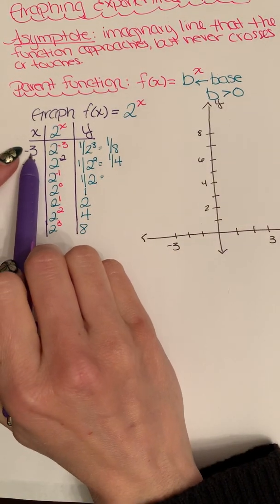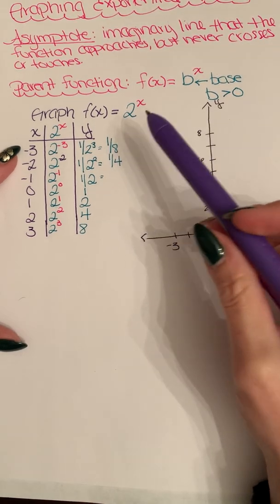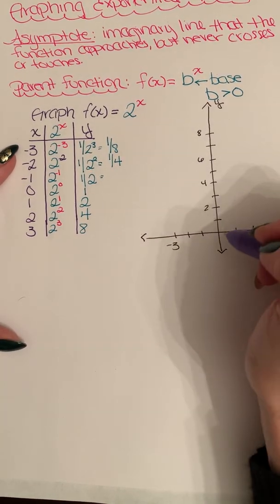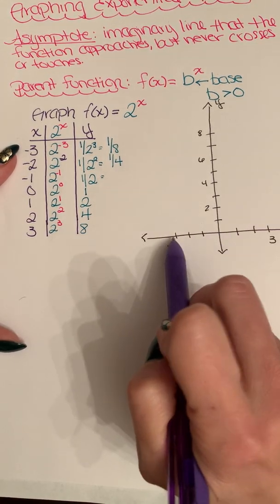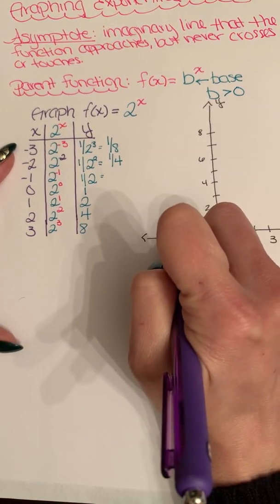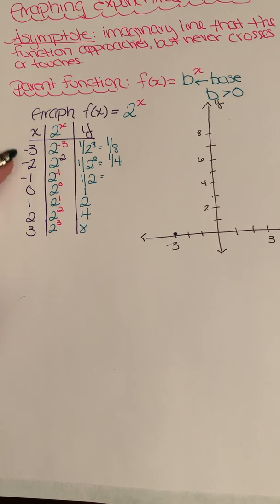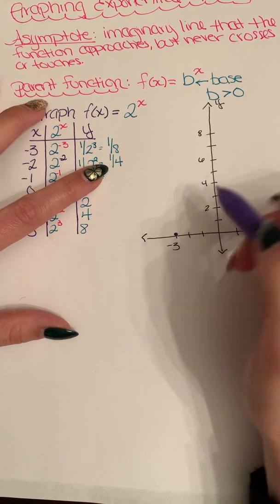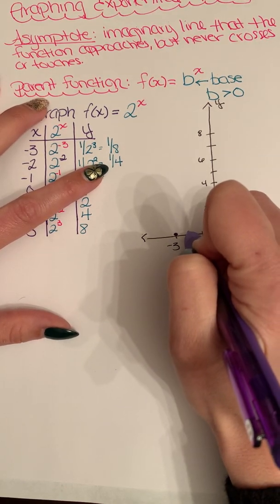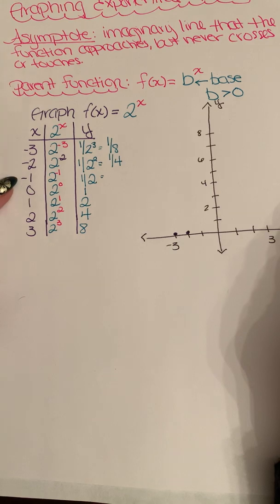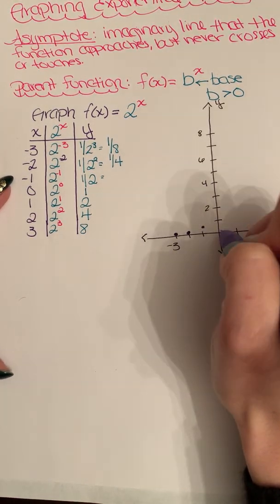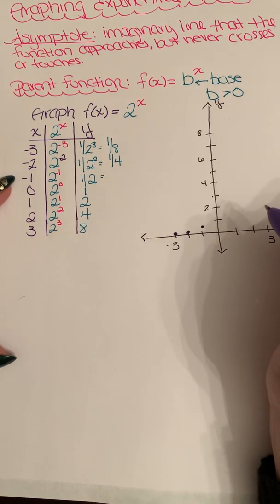So at -3, we were at 1/8. 1/8 is 0.125. So it is very close to 0. So 0.125. We're estimating, okay? At -2, we're at 1/4. So that's 0.25. So it's still very close to the 0. At -1, we're at 1/2. So we're halfway between the 0 and the 1.